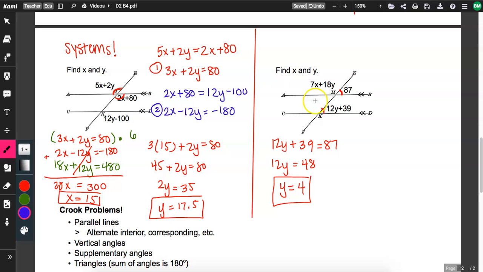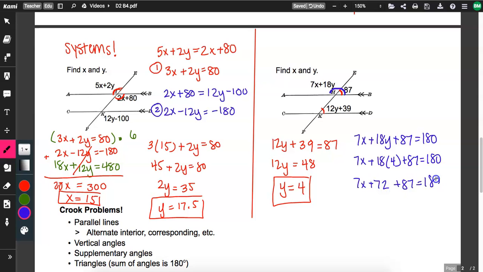So now I just need a second equation that I can plug that into. The other relationship I see here is this guy up the top, looks like a straight angle. 7x plus 18y plus 87 equals 180. So I can plug in my y value, plus 18 times 4 plus 87 to solve for x. 18 times 4 is 72. 7x plus 159 equals 180. 7x equals 21 after I subtract 159. X equals 3. I'm done.